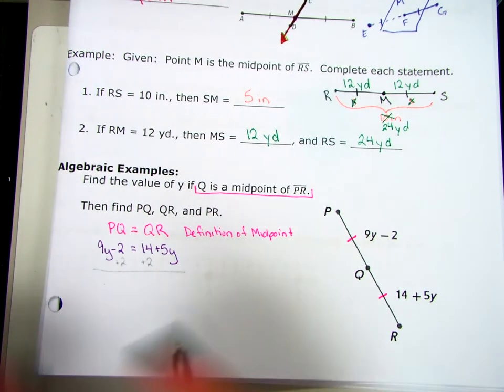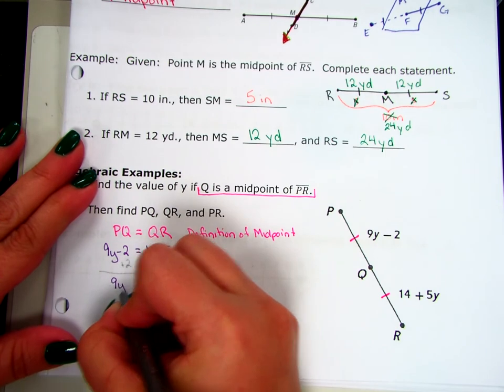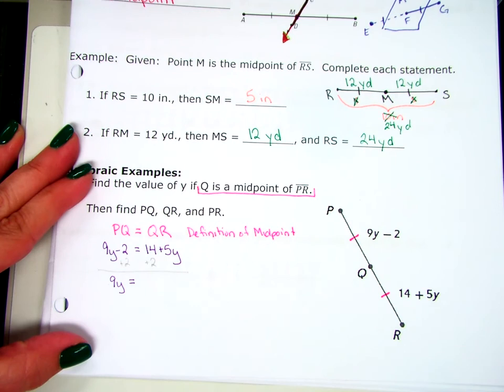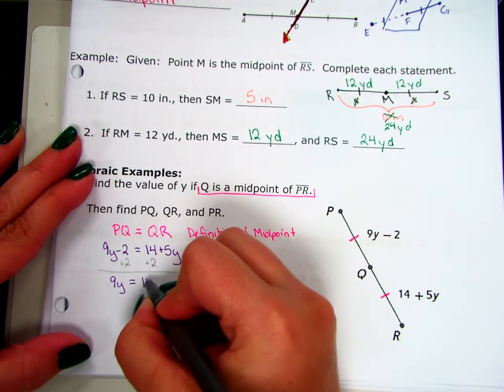Is that the only thing we could have done? No. We could have moved the 5y first, right? Yes. Or we could have moved the 14 or the 9y, whatever. They're all the same, depending on how we're trying to go.